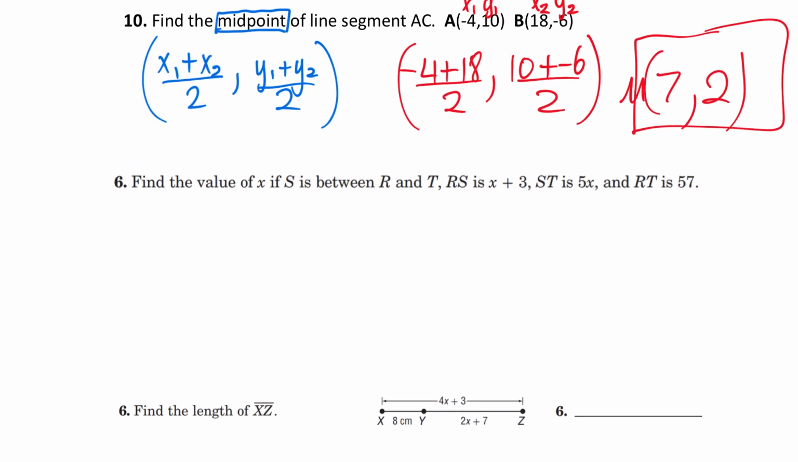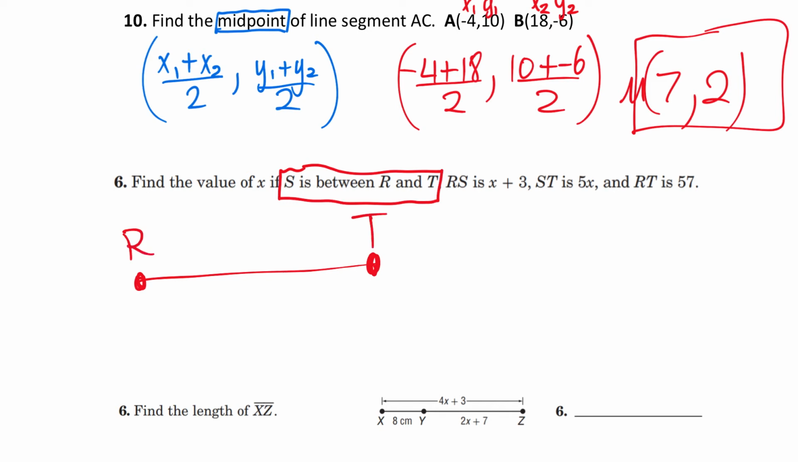Okay, number 6, we need to draw this. It says S is between R and T. So I'm going to draw it. R and T go out on the edge. It says S is between there. So R and T on the edge, and S goes somewhere between them. Don't know exactly where, but it's somewhere between R and T.